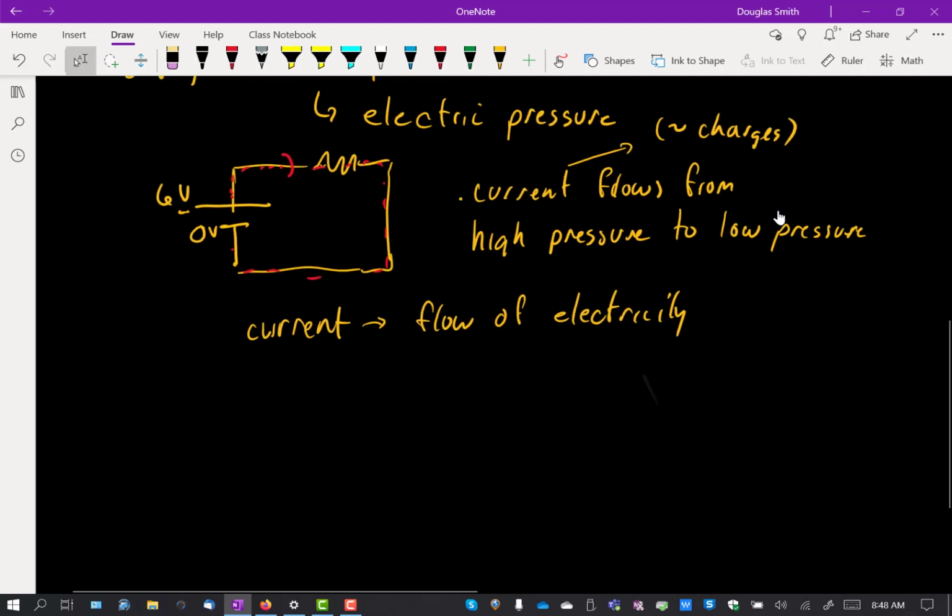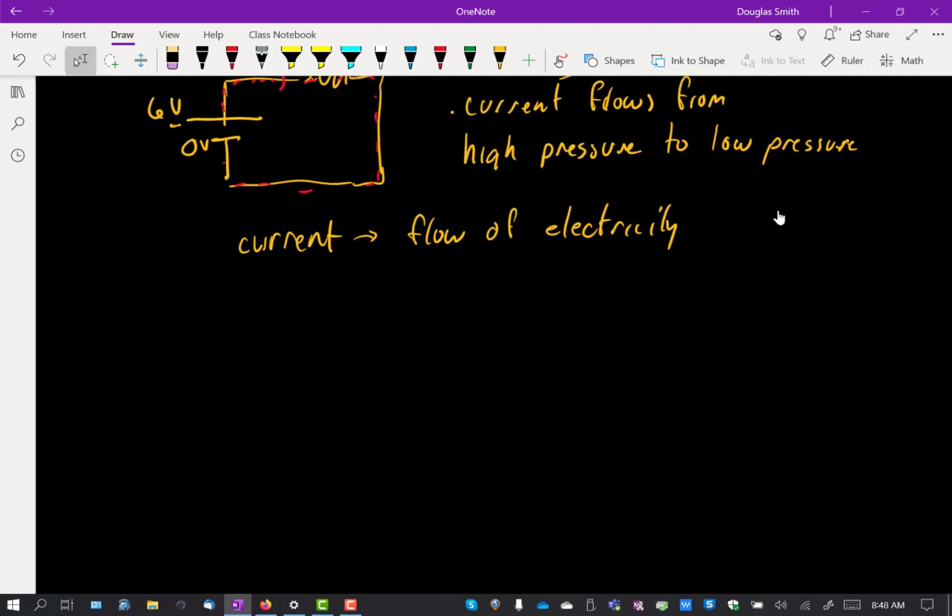Another example of this high pressure to low pressure idea: imagine you were holding a piece of paper in front of you and you blow on it, the piece of paper moves away from you. So let's say you have a person. They blow on a piece of paper and it'll move away. This would be high pressure on this side of the paper and low pressure on that side. And that's what makes the paper move.